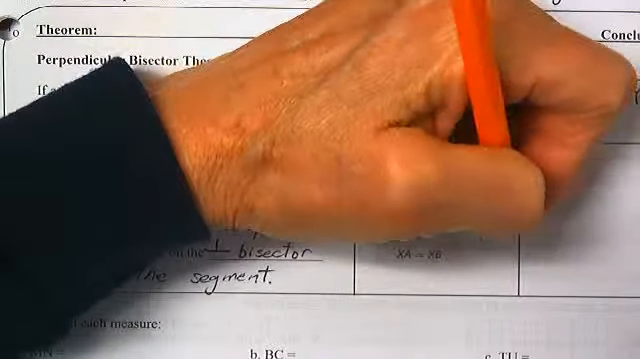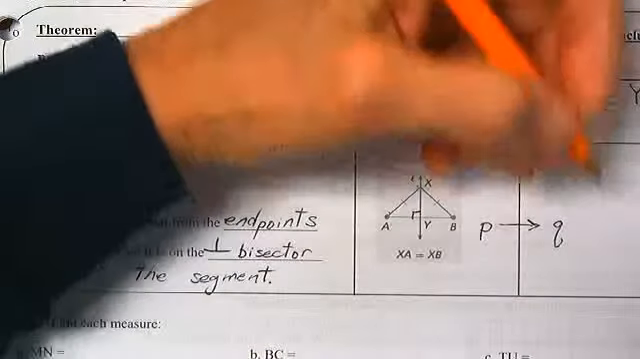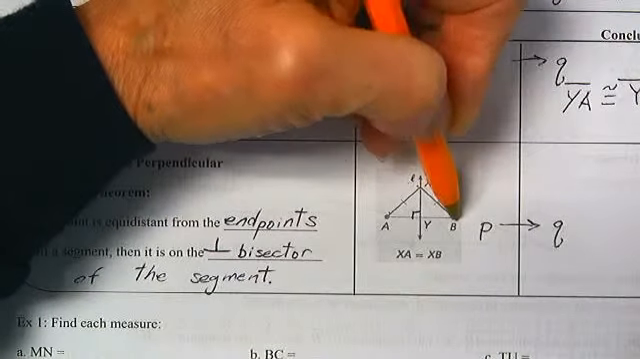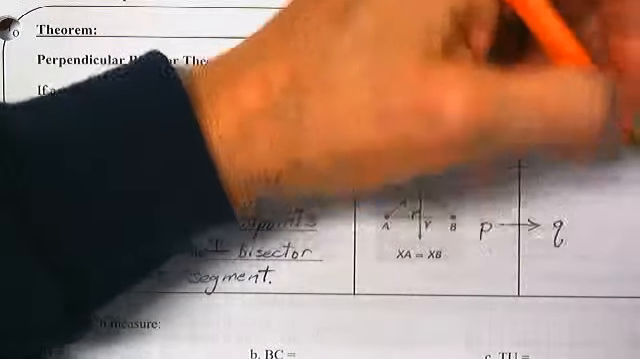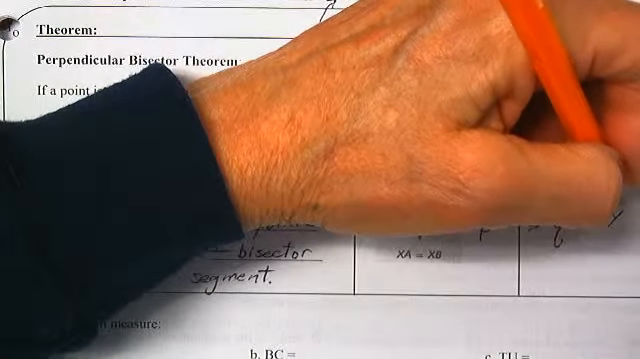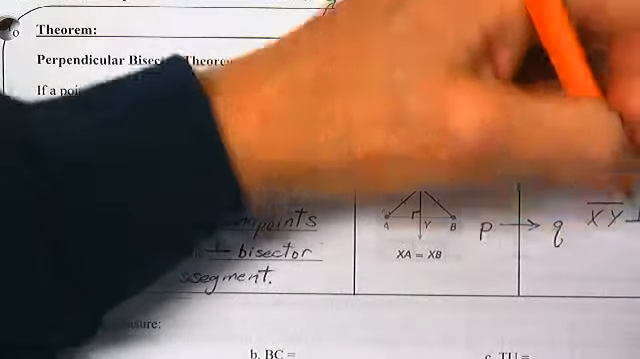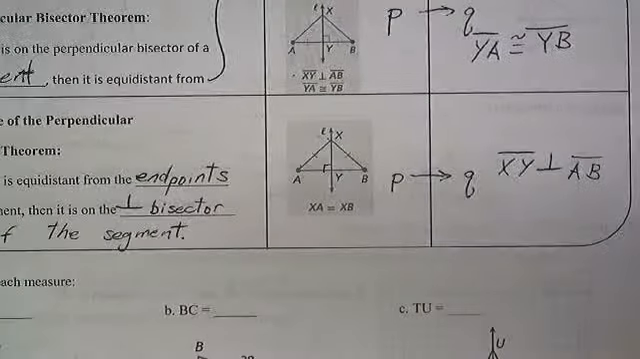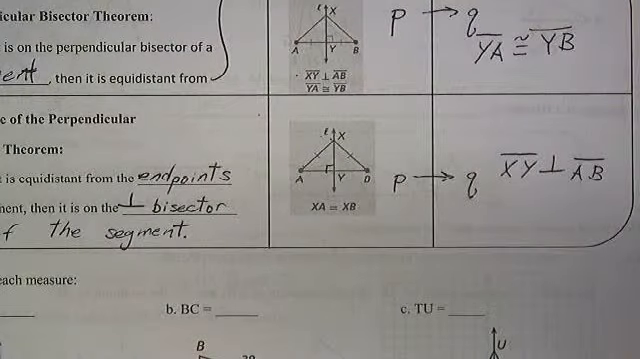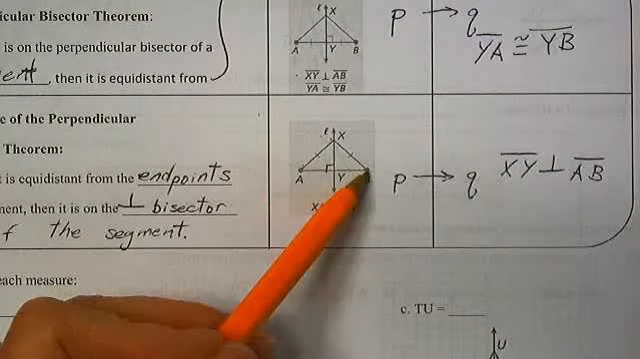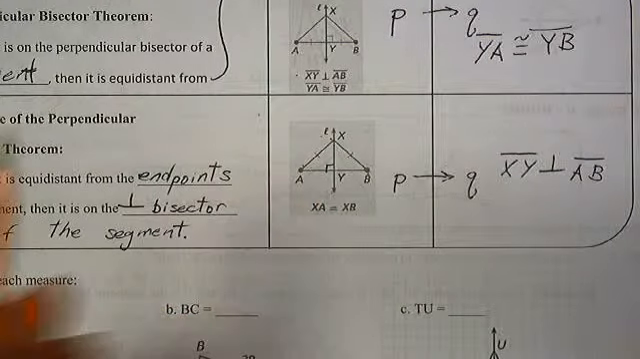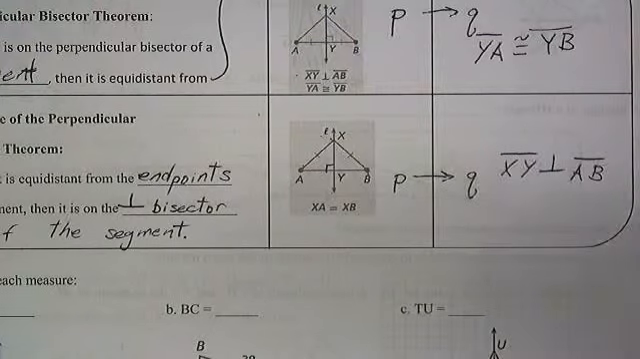If P, then Q. If XA is congruent to XB, then XY is perpendicular to AB. Sorry. If this is equal to that, then this is the perpendicular bisector. Well, how do we use this information? How is this helpful?